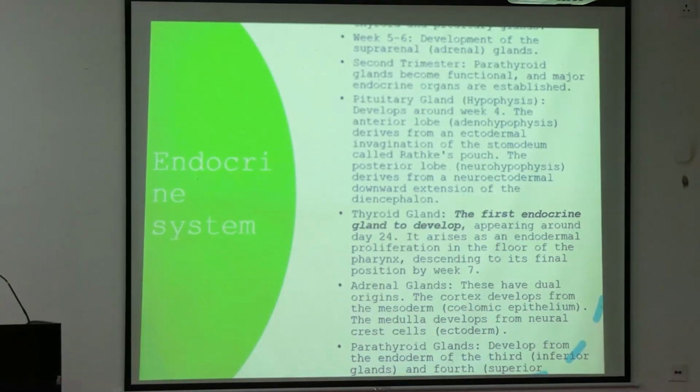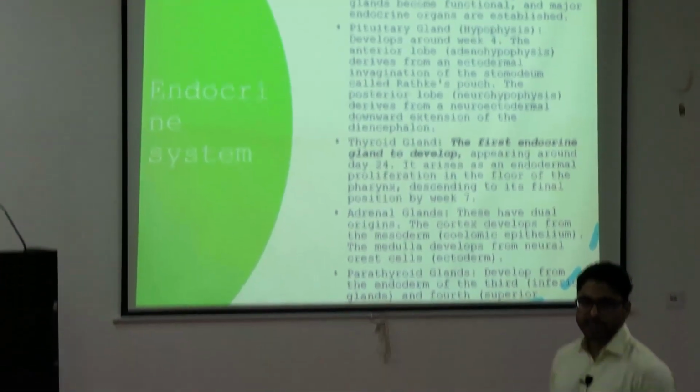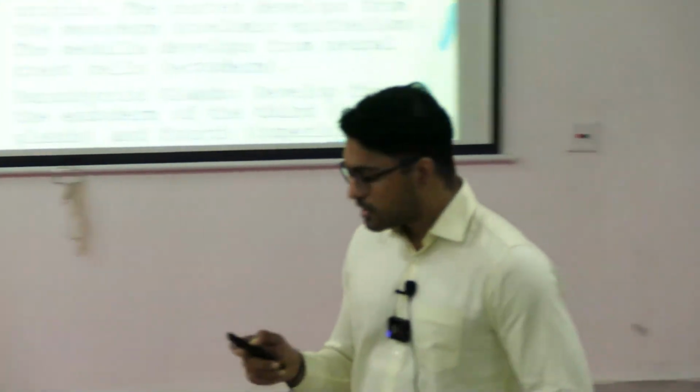The adrenal glands are of dual origin, as you all know. The cortex develops from mesoderm, and the medulla develops from the ectoderm. Parathyroid glands develop from the endoderm of the 3rd and 4th branchial arches. The pituitary gland again is of dual origin. There is the adenohypophysis, developing from Rathke's pouch, and then the neurohypophysis, which develops from the ectoderm. Now we'll quickly move towards the placenta.